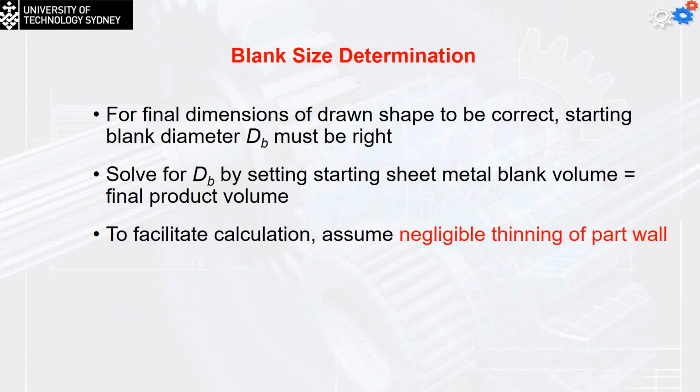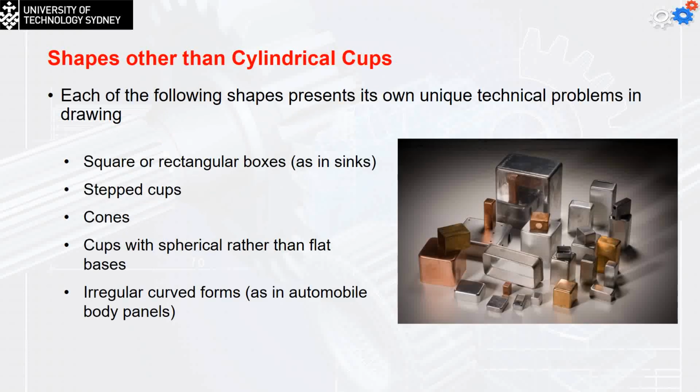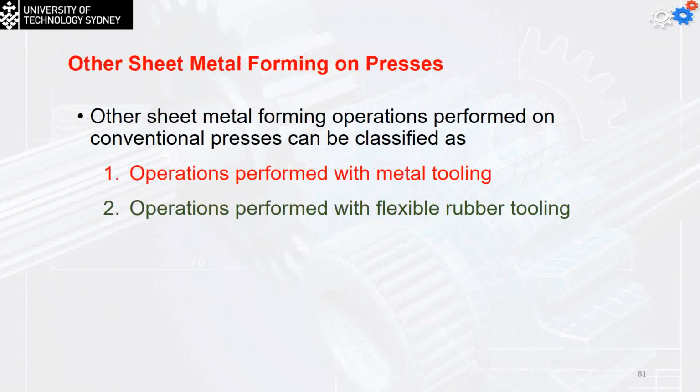Now, other sheet metal forming processes can be done on the press machine. We can classify them into operations formed with metal tooling, and we can do them with flexible rubber tooling. So ironing is the extension of the length of the drawn cup. Okay, so we take it by drawing, for example, to the thickness of, let's say, 5 millimeters and the length of 50 centimeters. But I would like to take it to 1 meter with 2 or 3 millimeter sides. So I will do the ironing process.